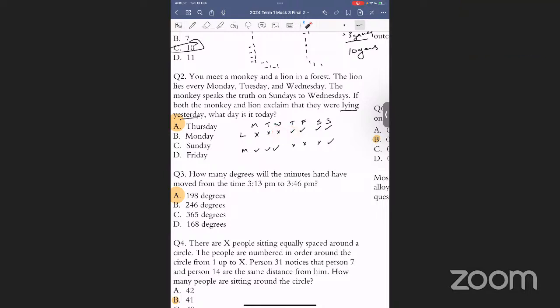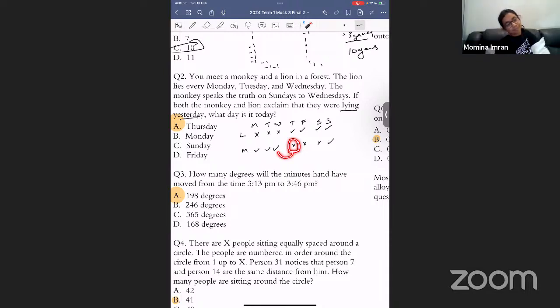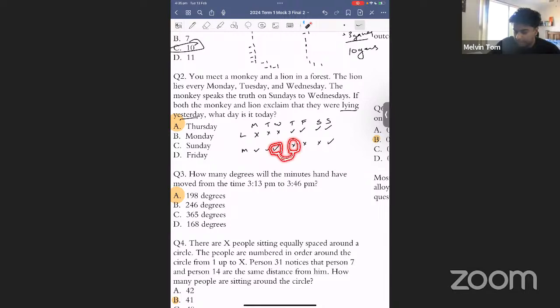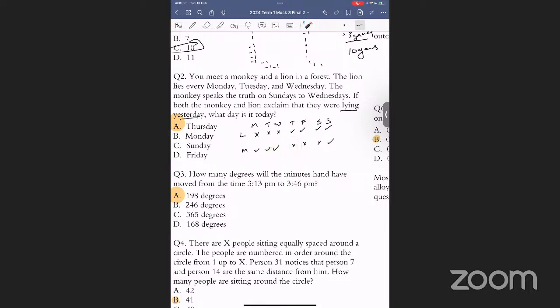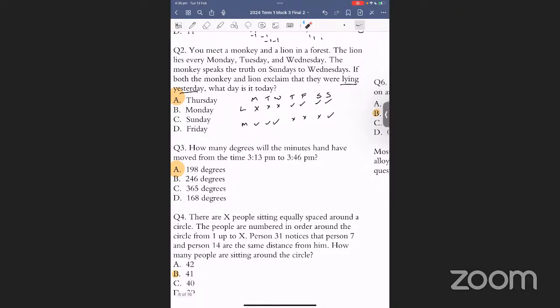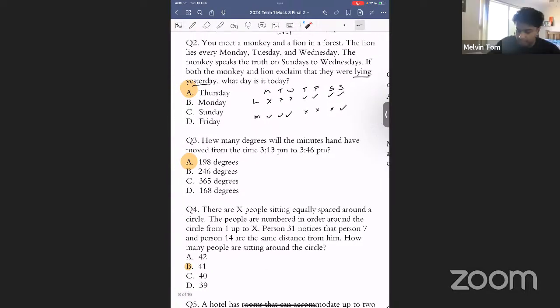Yeah. And the monkey says that he lied yesterday. On Thursdays, does the monkey lie or does the monkey say the truth? Lie. And then yesterday, he did say the truth. So that also makes sense. Do you understand? Oh, yeah. He lied that he lied the day before. Exactly. But he's meant to say the truth. That's right. So the answer is A.